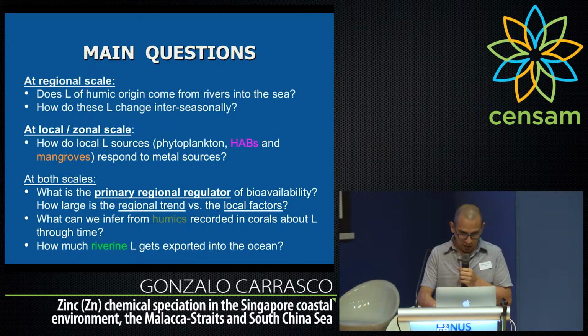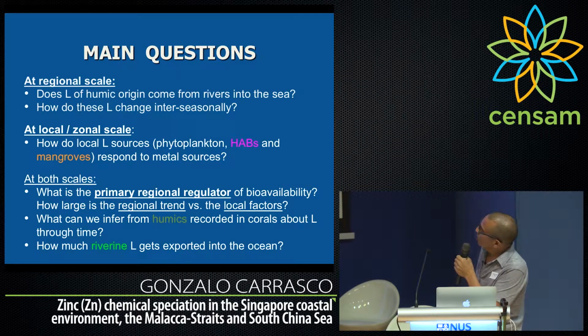The main questions then are, at the regional scale, we want to know if the ligands of humic origin come from rivers into the sea. How do these ligands change interseasonally? At a local and zonal scale, so for Singaporean interests, we want to know how do these local sources of ligands, which can be related to phytoplankton or seawater in general traversing through the Singapore Straits, harmful algal blooms that can be found in the Johor Straits, or mangroves as sources of organic matter, respond to metal sources, which are pretty diverse in the Singapore local scene.